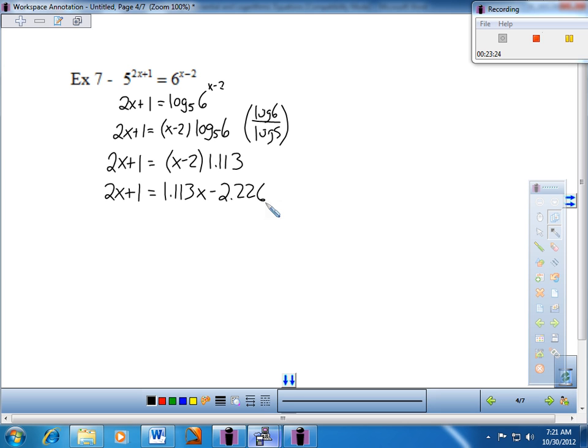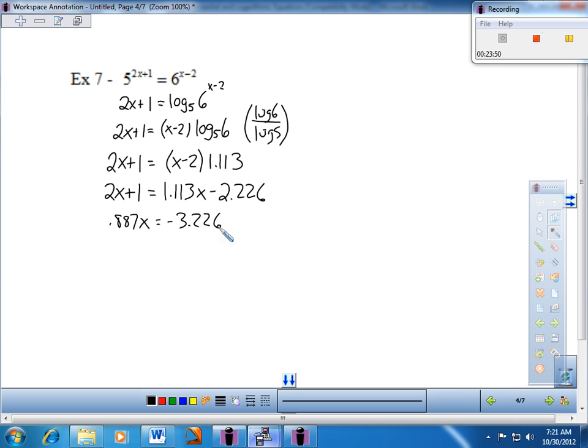I would bring this term on over to this side right here. I would bring the 1 on over to that side. And if you do that, if you bring this over here, I believe you get 0.887x. And then if you bring the 1 on over to the other side there, you end up getting about negative 3.226.